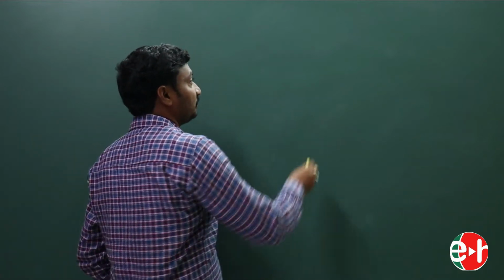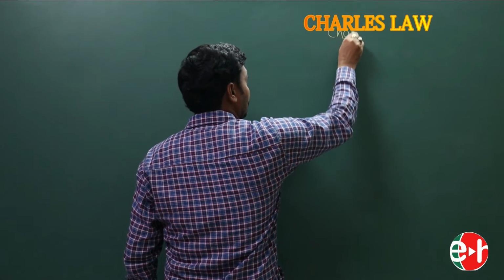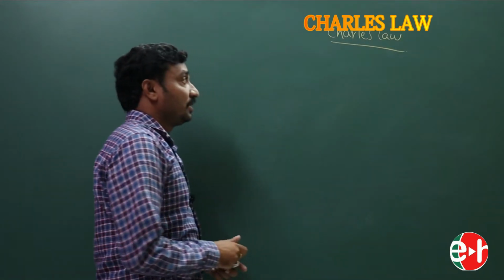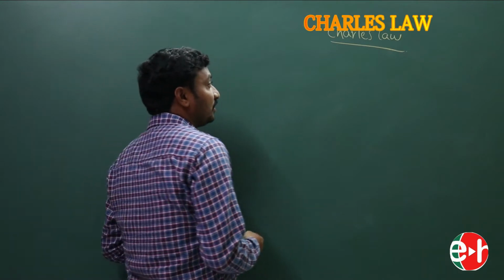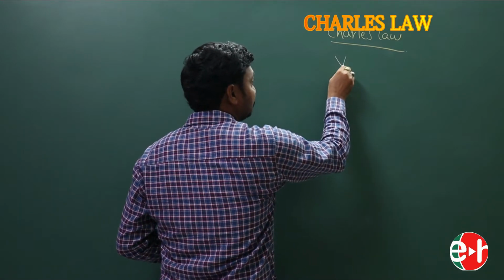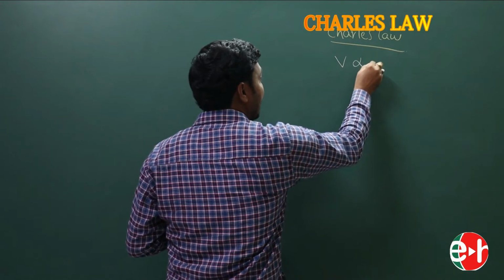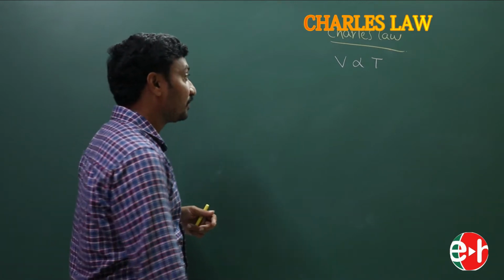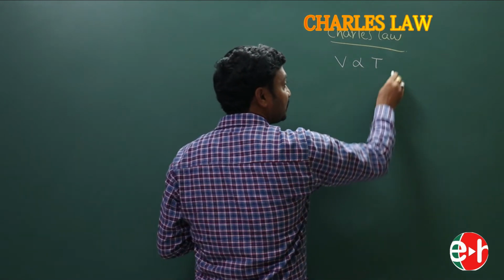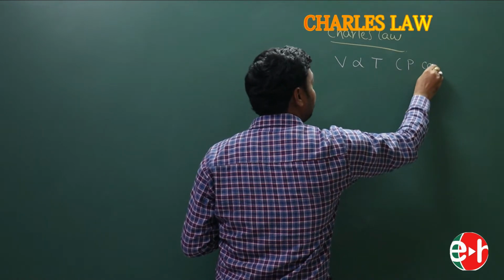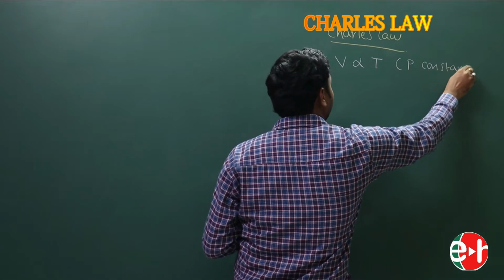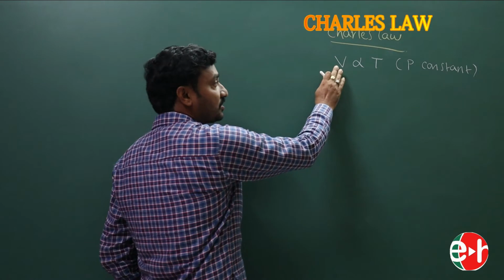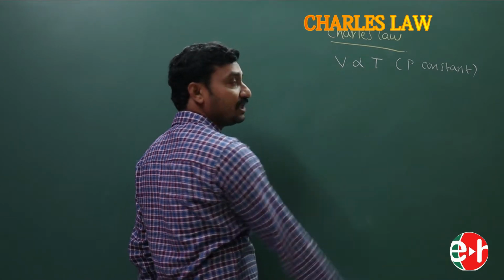Second one, Charles law. It says the volume of a given mass of a gas is directly proportional to absolute temperature. Absolute temperature is nothing but the Kelvin scale. Volume is directly proportional to temperature at a constant pressure, P constant. At a constant pressure, the volume of a given mass of a gas is directly proportional to absolute temperature.